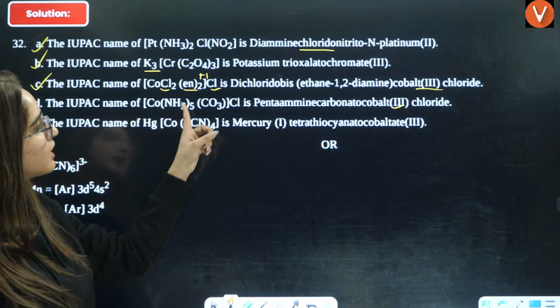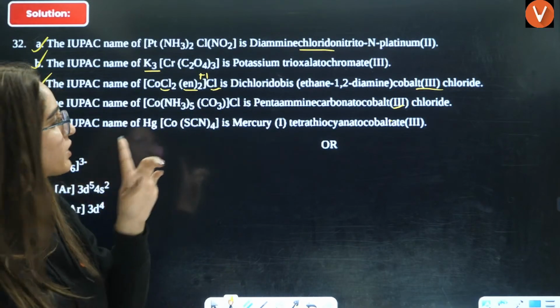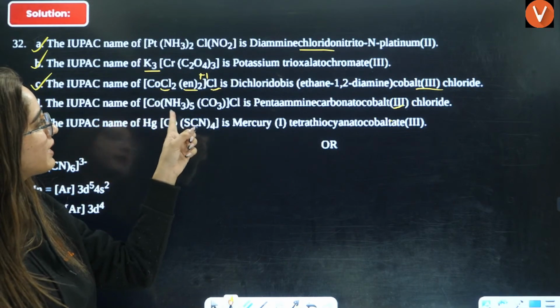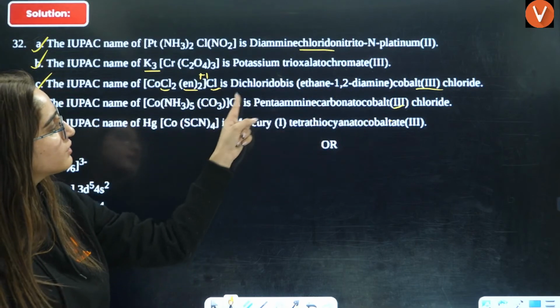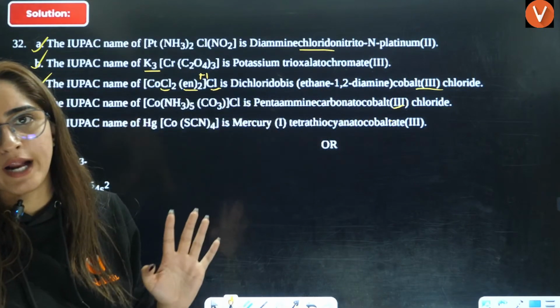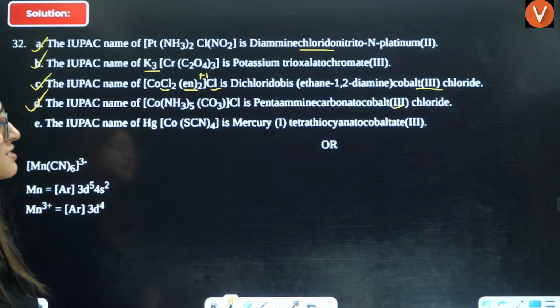Now let us name it. It is amine and it is carbonato, right? So amine will be first. So it will be pentaamine, carbonato, cobalt(III). Then you will have chloride. Right? Last one. Hg and this is SCN.